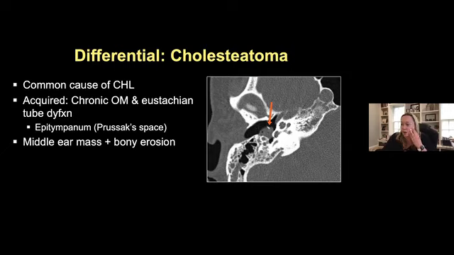Again, the hallmark of this diagnosis on imaging is a middle ear mass, particularly if it's centered in the epitympanum or Prussak's space, with bony erosion. You have to have both the presence of a middle ear soft tissue mass and bony erosion of whatever adjacent bones are nearby, as in the ossicles in this case, to call a cholesteatoma. If you just have abnormal soft tissue, sometimes that can be granulation tissue or other entities. But once you get bone erosion and soft tissue in the setting of chronic otitis media, that's cholesteatoma until proven otherwise.